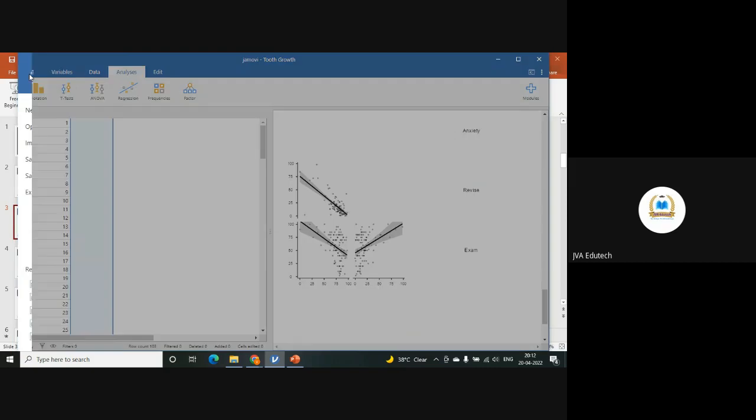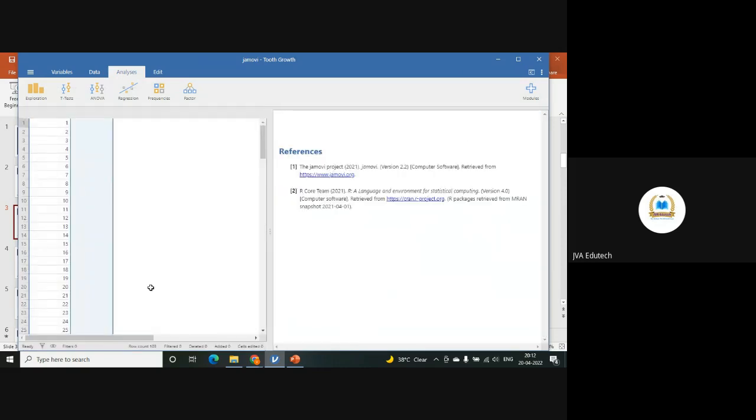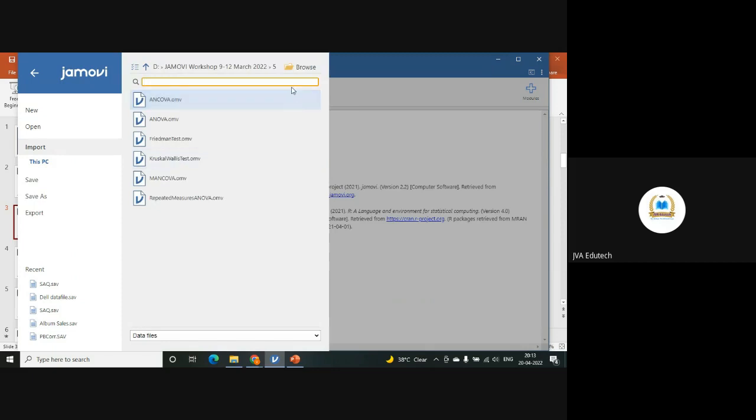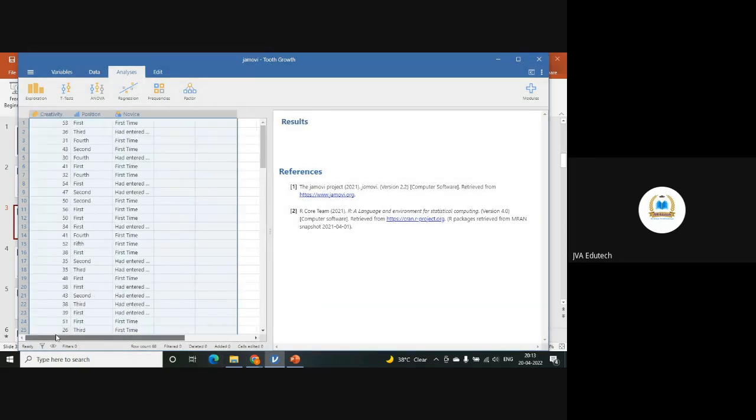So let's take another data set. Let's first clean this entire thing. Remove all this or open in the file import. Please open the file, the biggest liar.sav. Okay, first I have to remove this one. You will get three variables. As of now, we are interested in these two variables, creativity and position. Once you have the data open, please let me know so that I can explain what this data set is all about.